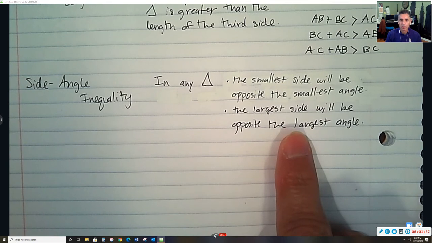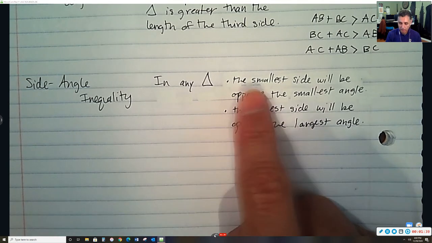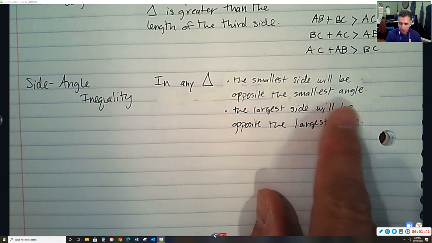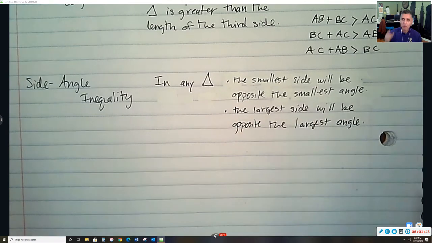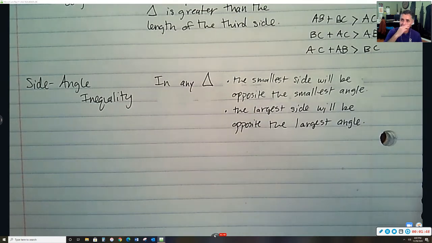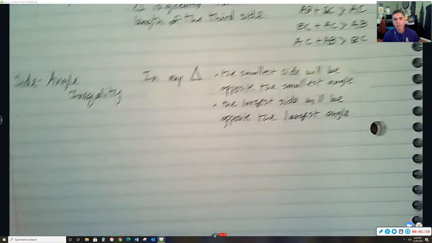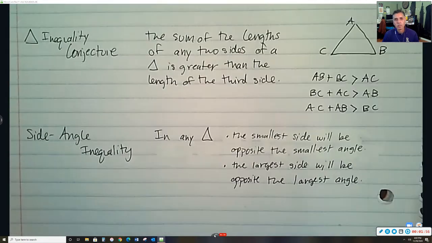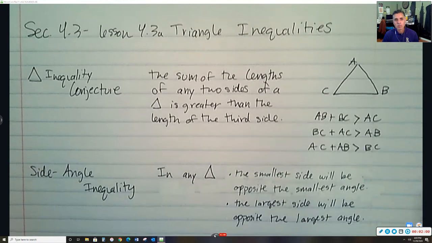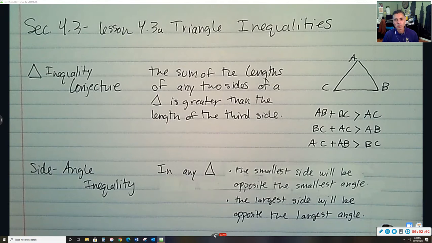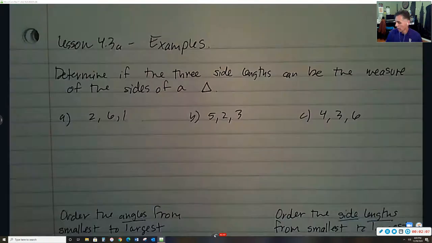You guys could copy this. Again, it says the smallest side will be opposite the smallest angle, the largest side will be opposite the largest angle. And opposite means straight across, not next to, just straight across. So hopefully you copied those two. If you didn't copy those two, pause it right now and copy it. There you go. So here's some examples.